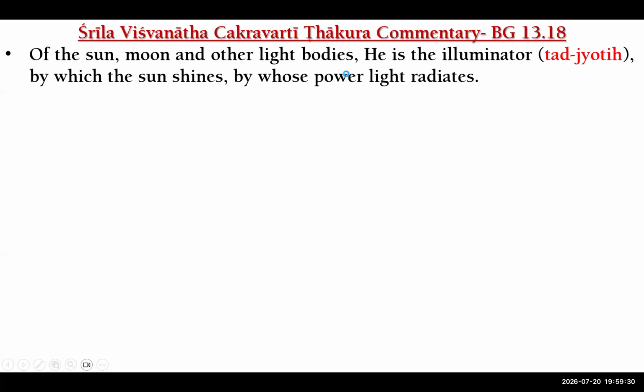Of the sun, moon, and other light bodies, he is the illuminator, Tajjoti, by whose power light radiates. So, ultimately, the sun, such a powerful source of light, is actually an emanation from the Kanti of the Lord, the Brahmajyoti. And Brahmajyoti is the effulgence of the Lord's body. So all the effulgence which we are seeing here is coming from the Lord's body. The sun, and through the sun's reflection, all the planets, the stars, like that.